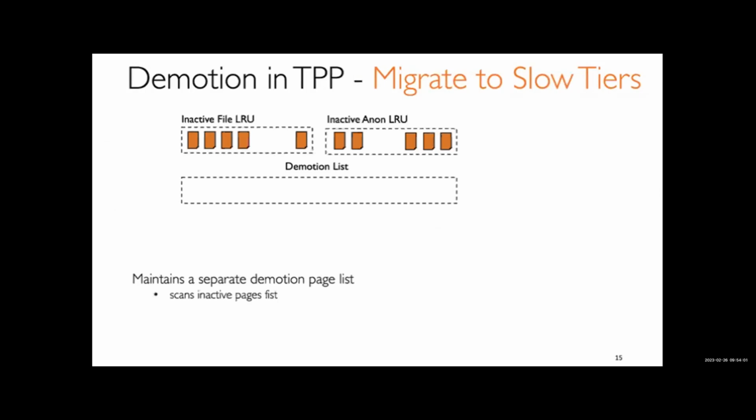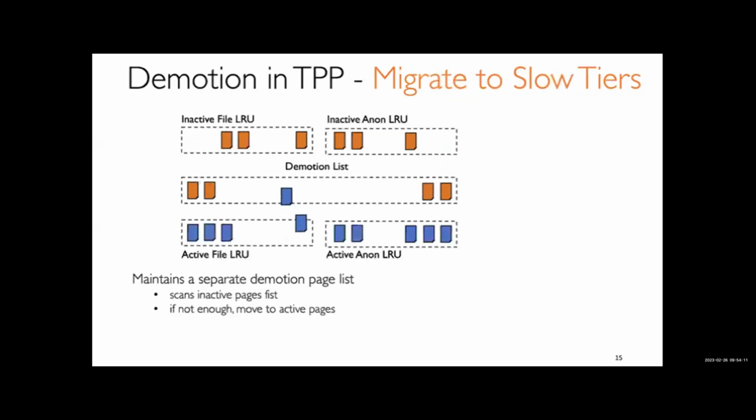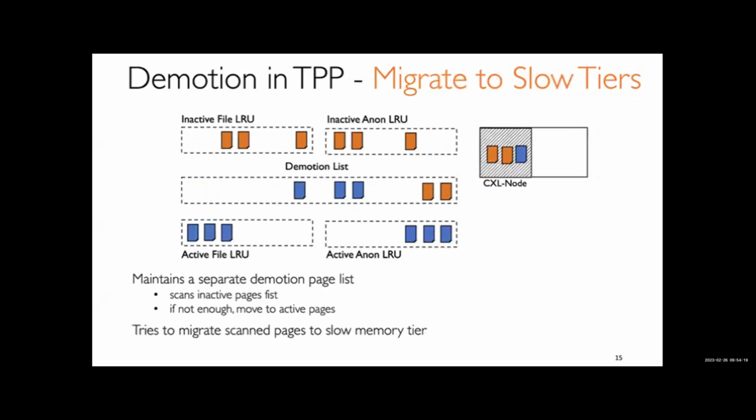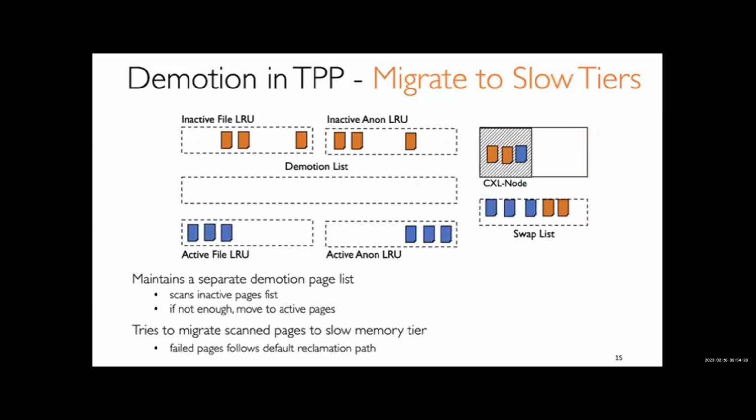During a reclamation process, TPP initially scans the inactive file and anon LRUs to find the necessary number of pages to be freed. If that's not enough, then it moves to the active file list first and then the active anon list. After finding the candidates, TPP initially tries to migrate them to the slower memory tier. And if the migration fails for any reason, like there is no memory on that node or the node is unavailable, TPP falls back to the traditional swapping mechanism. And this helps to maintain backward compatibility with the generic swapping systems of Linux.